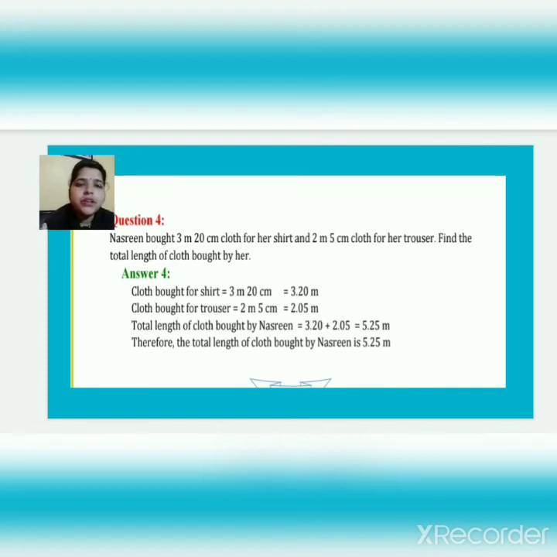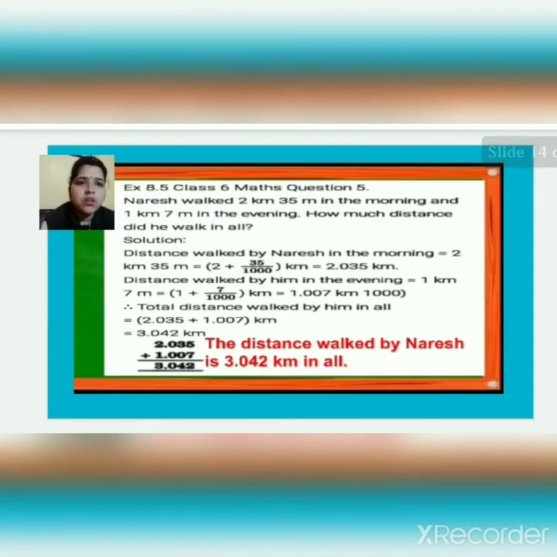It is very easy: just divide this 20 centimeter by 100, because 1 meter has 100 centimeter. So you have to divide 20 by 100. It will be converted into meter, then add 3 meter plus whatever answer comes. In the same way we will do it for the second number. So we are moving to question number 5.